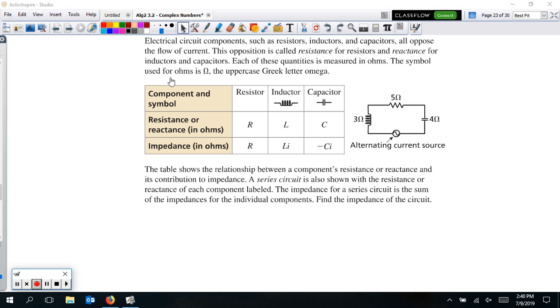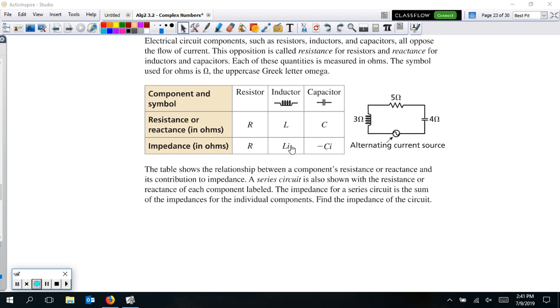The symbol used for ohms looks like a horseshoe, but it's actually the uppercase Greek letter omega. This little chart shows the component symbols: the resistor, the inductor, and the capacitor. This side would be your inductor, this side your capacitor, and your resistor, I believe, is up here on the top. R, L, and C are the resistance or reactance in ohms. They're using letters to represent these, like variables, and then the impedance in ohms.